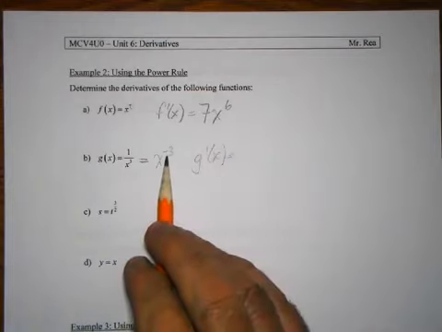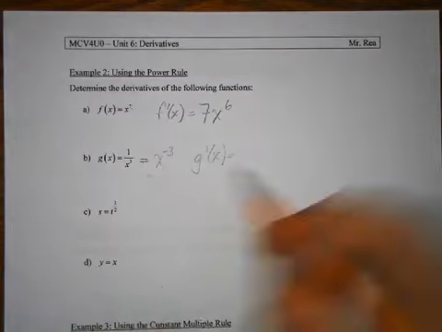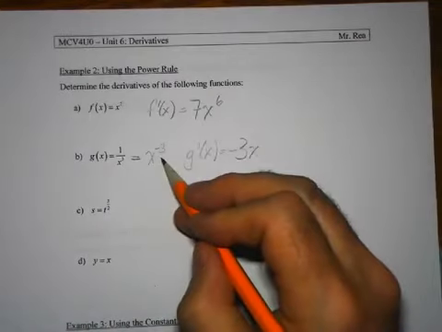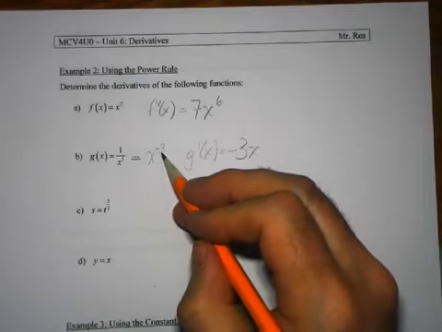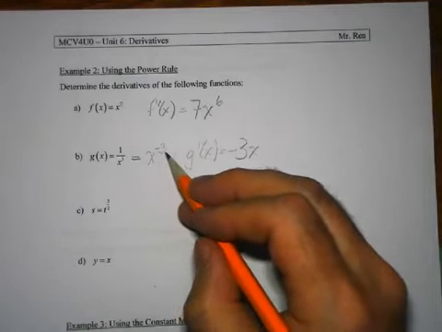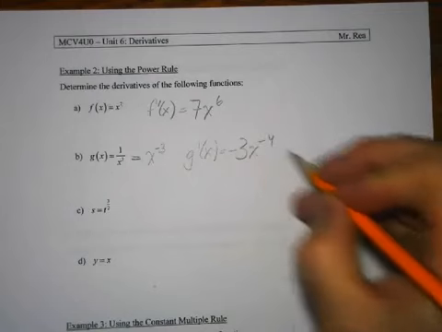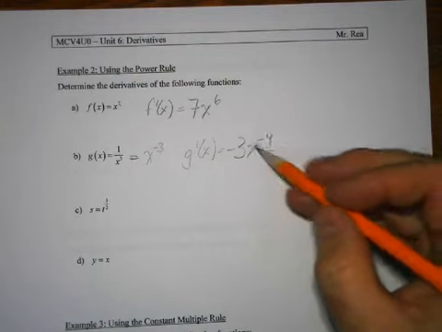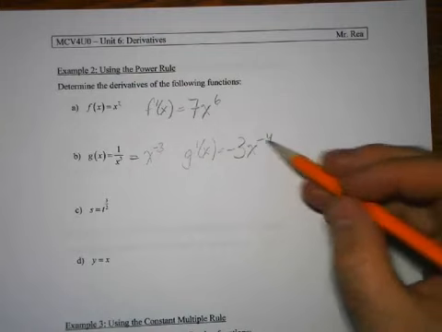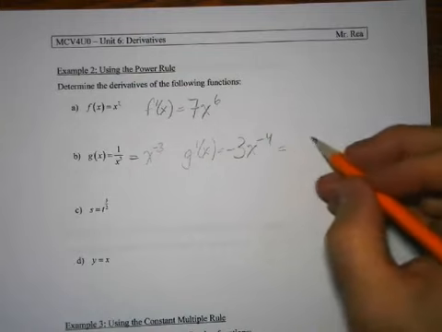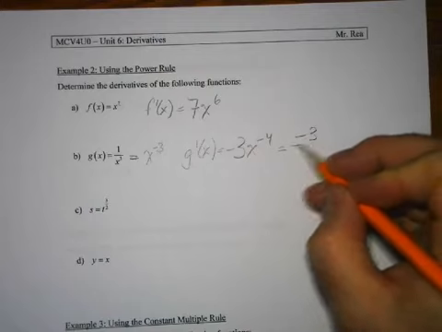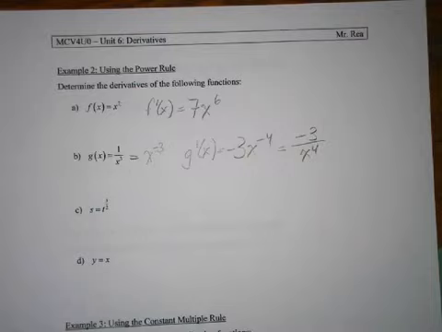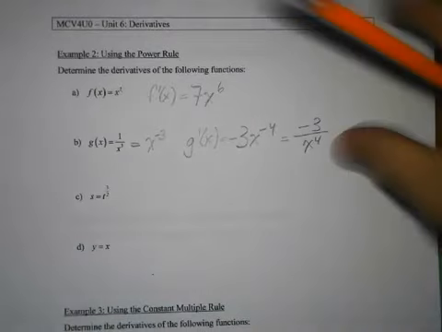Now this time bring the negative 3 as a multiplier at front, x, and then we reduce the exponent by 1. So again, if it's negative, it's like negative 3 minus 1, which is negative 4, and we want to fix any rational or negative exponents, so that would be the same as negative 3 over x to the 4th.